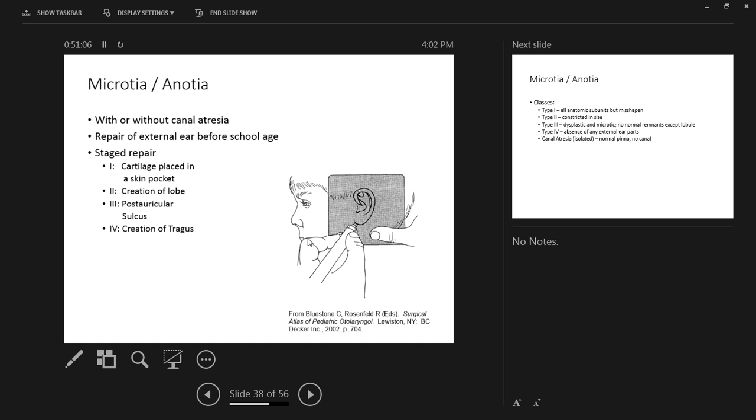So in this picture from the Bluestone Surgical Atlas 2002 encyclopedia, this child would have a microtia and atresia on the right side. The surgeon is physically drawing out the shape of the left ear, and then they take that and flip it over so they can see where and how it should appear on the side where it's missing.